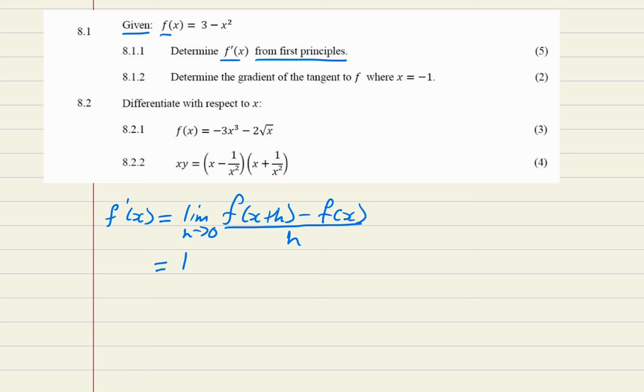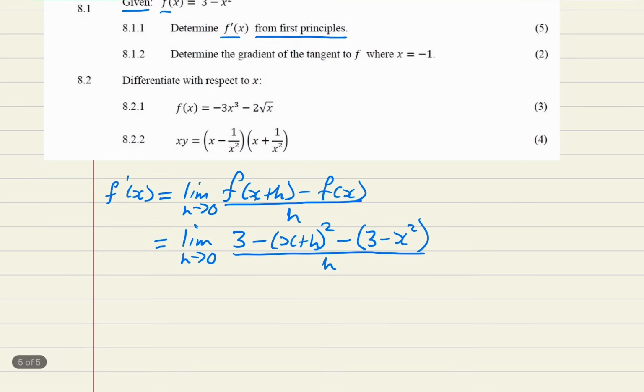We'll have the limit as h approaches 0. f of x plus h means that where there is x, I substitute x plus h. So that means I'll have 3 minus (x plus h) all squared, minus, open bracket, 3 minus x squared. This is all over h. Okay, that's the first thing.